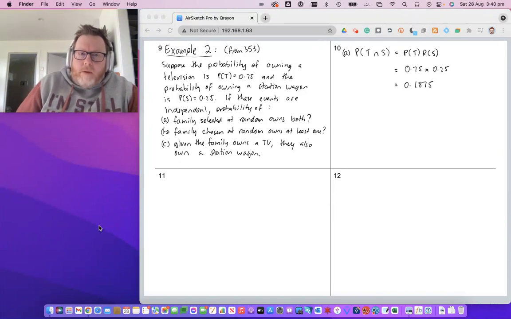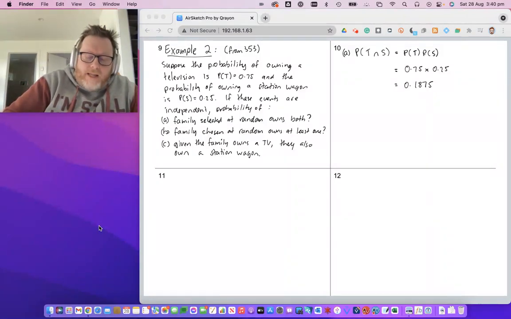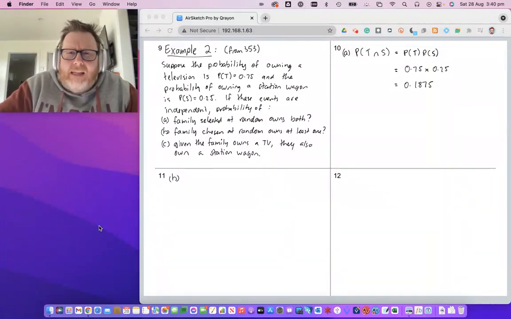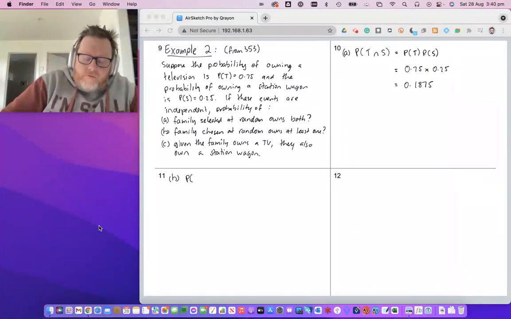Part B, what's the probability that the family that was chosen at random owns at least one? Well, that's one of those ones where they're asking you to work out what they're really asking. At least one means that they own either a television or, there's a key word, or a station wagon, or both. Okay, so it could be both. So that fits the description of T union S, right?